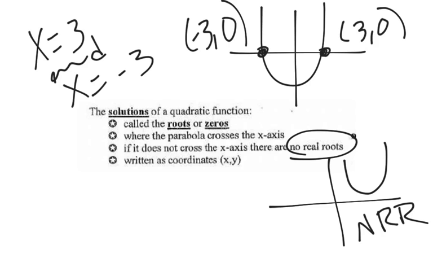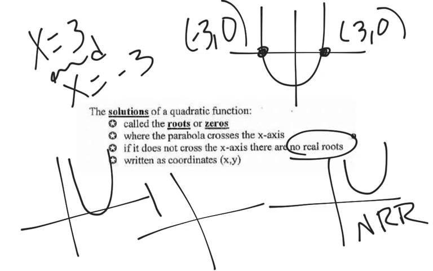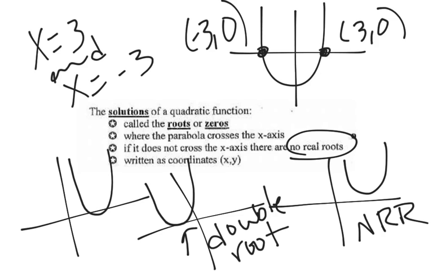Let me back up one more step. One more thing that might happen is, well, that didn't draw it very good. It may actually just touch it once. This is what we call a double root. And you have two answers, but they're both the same thing.